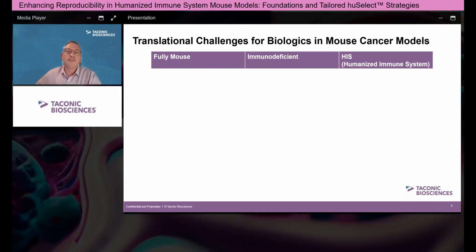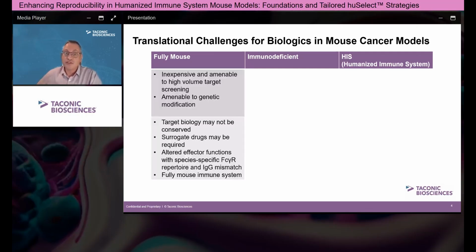Humanized models form one end of a continuum of different types of mouse cancer models that help to bridge the translational challenges experienced by these models. On one hand, we have fully mouse systems. So these would be mice typically engrafted with mouse tumors or syngeneic tumor models. These have several different advantages as well as disadvantages. On the pro side, they tend to be quite inexpensive and amenable to high volume target screening. And they also, due to the availability of tools to modify the mouse genome, they are amenable to genetic modification.